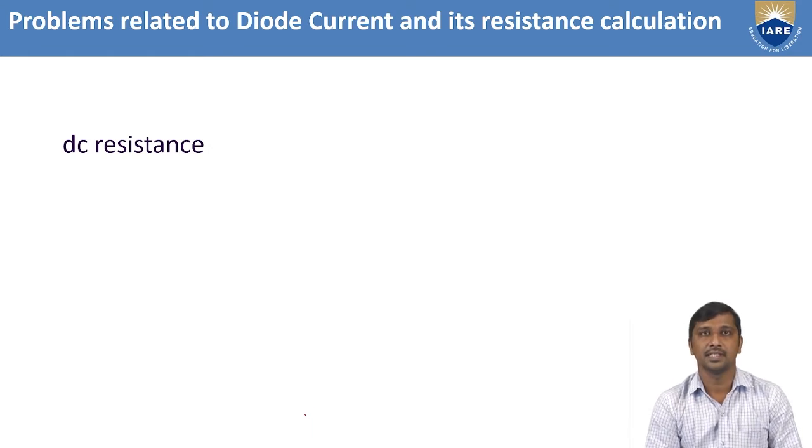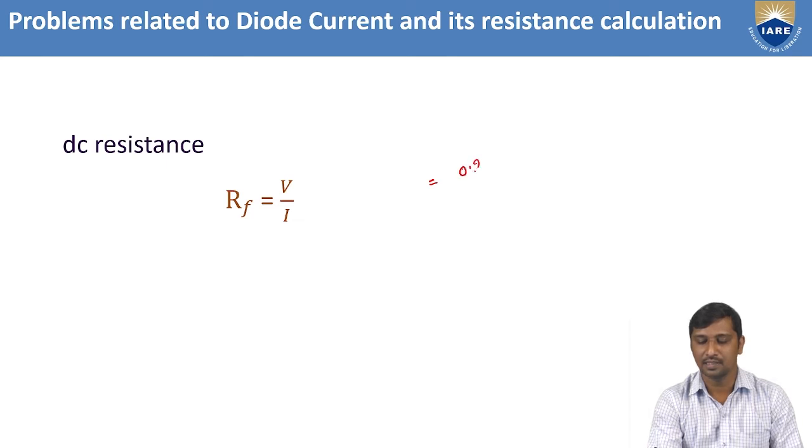So what is the DC resistance here? The DC resistance is represented as RF, the ratio of voltage to current, where V is the voltage across the diode and I is the current across the PN junction diode. Just now we observed this I, and we already have V mentioned in the problem. V is 0.2 volts divided by I.